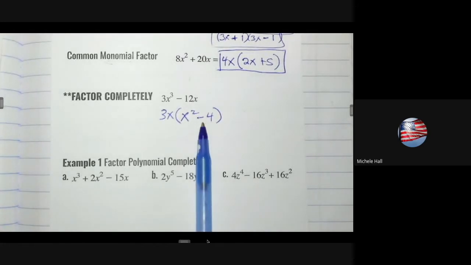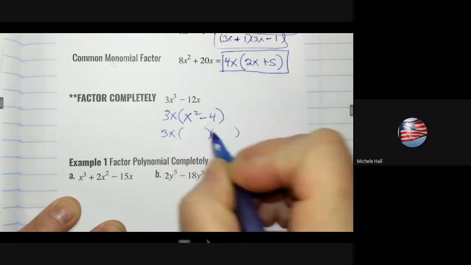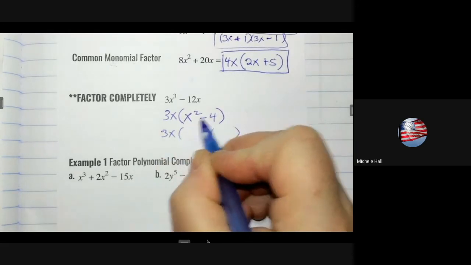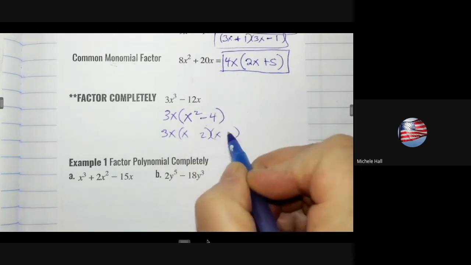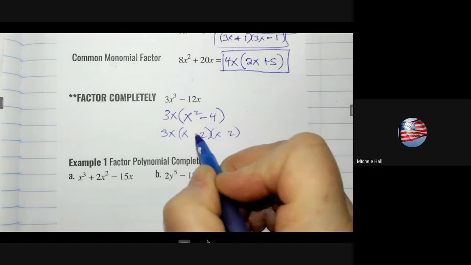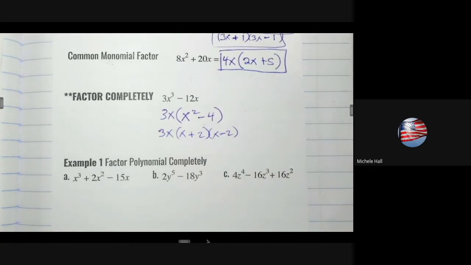Here is a difference of squares. So we still need to continue factoring. That's 3x. We have the difference of squares. That's going to be x times x, 2 times 2, and a plus and minus. Now it is fully factored.